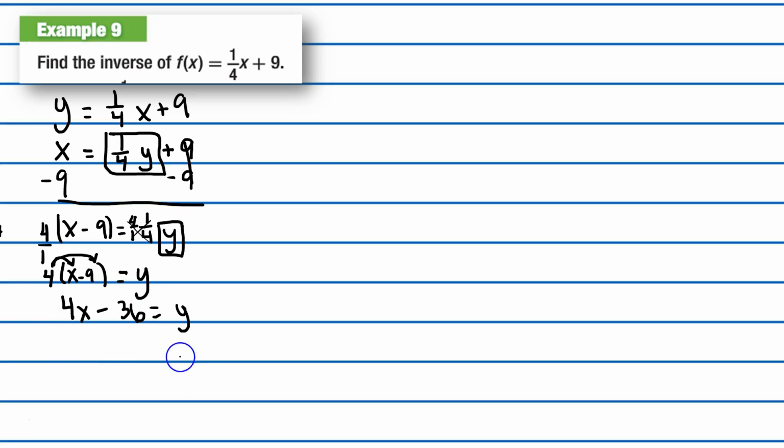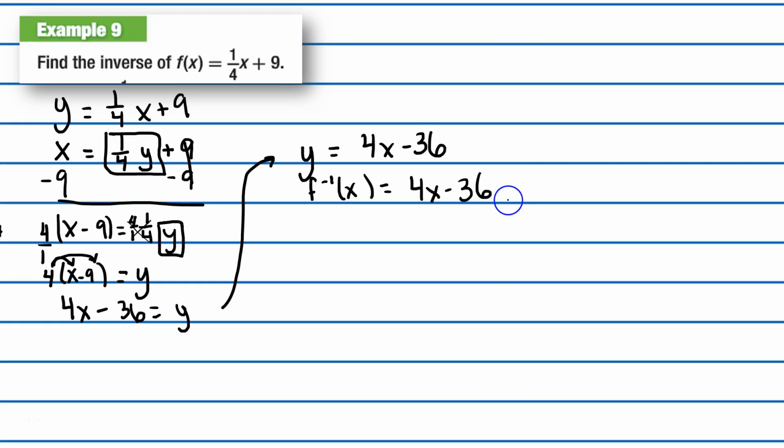Now that it's in this form, the last step you need to do is replace the y with f inverse of x. So before I do that step though, I'm going to go ahead and move it to this step, and I'm going to switch the y to the front. So it's showing y is equal to 4x minus 36. Same thing, all I did was put the y on the left-hand side this time. Now switch y to f inverse of x, which is equal to 4x minus 36. And there we go.